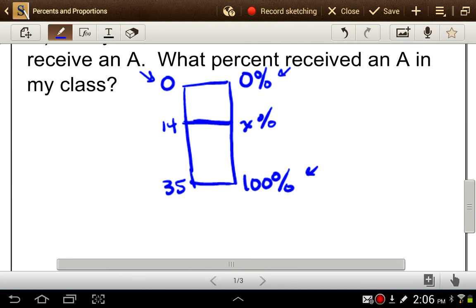Now in the next example, I'm actually going to solve it. So I'm going to switch to my next page.